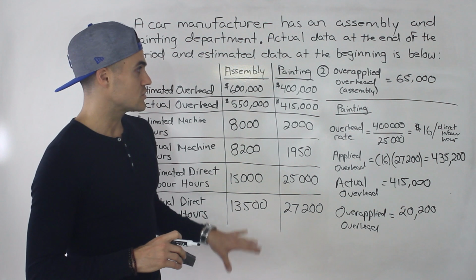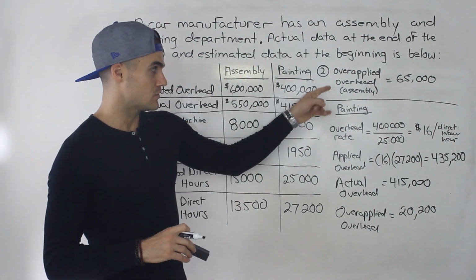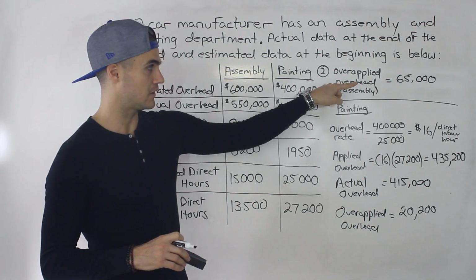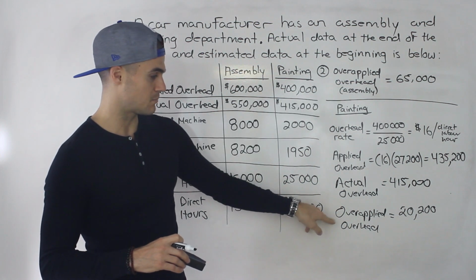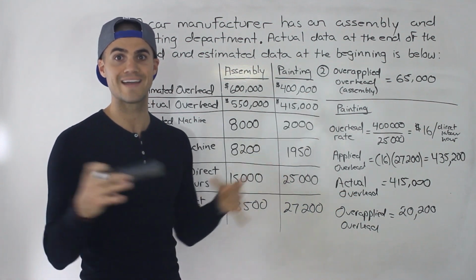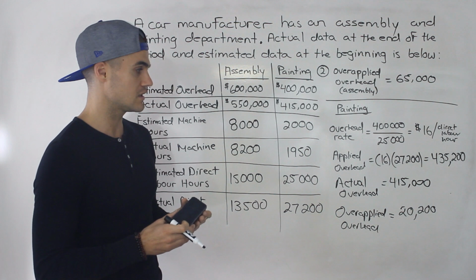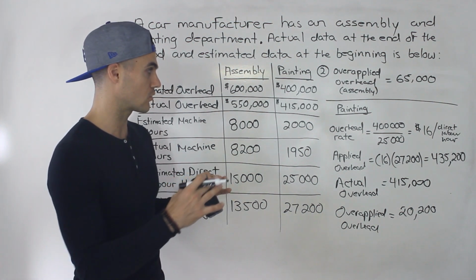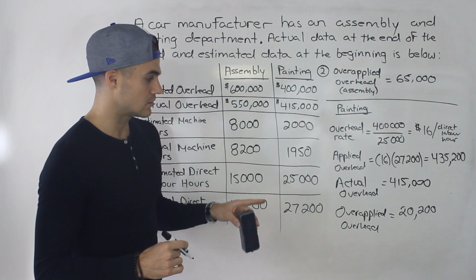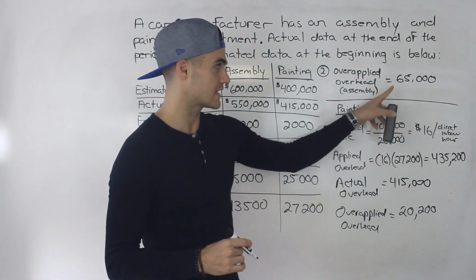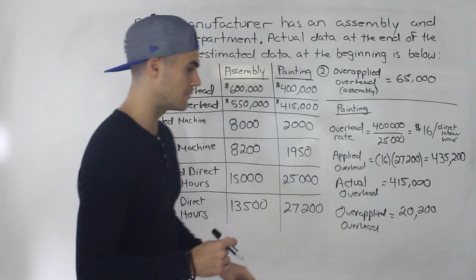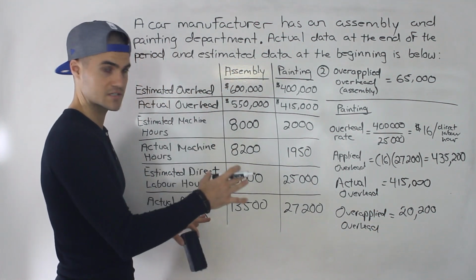And sometimes they'll ask you after you do it by department. So remember, the assembly department had over applied overhead of 65,000. The painting department, 20,200. They'll ask you to total them up or net them out. So in this case, for the firm as a whole, or the plant as a whole, there was over applied overhead of both of these added together, 85,200. But sometimes, that's for this specific question.